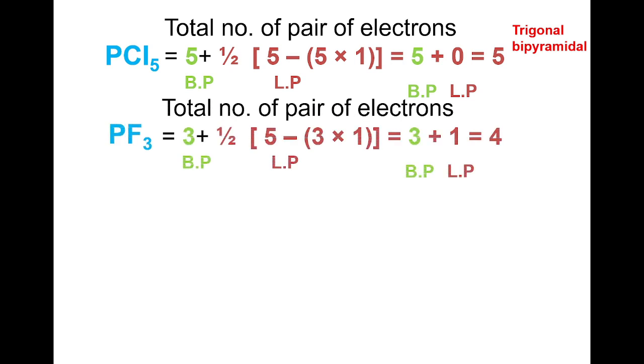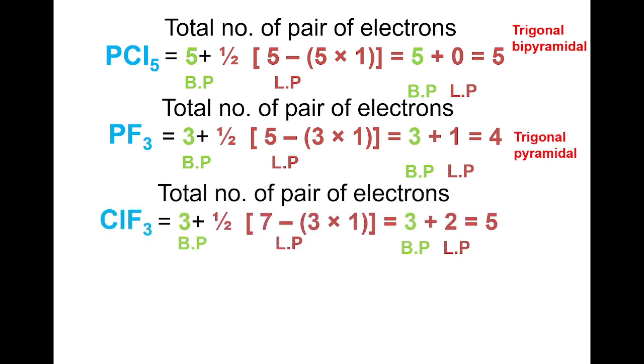Similarly, if you look at the shape of PF3, the total bond pair will be 3 and the total lone pair will be 1. So 3 plus 1, the shape of the molecule will be pyramidal. Similarly, for ClF3, using the same formula, we get total bond pair 3 and total lone pair 2, and the shape of the molecule will be trigonal planar.